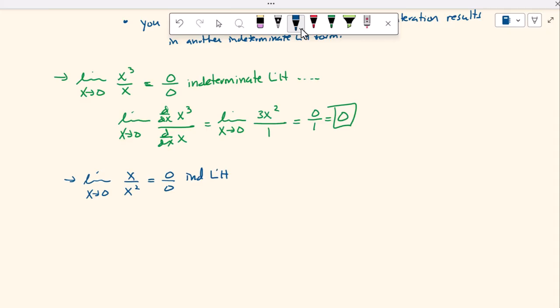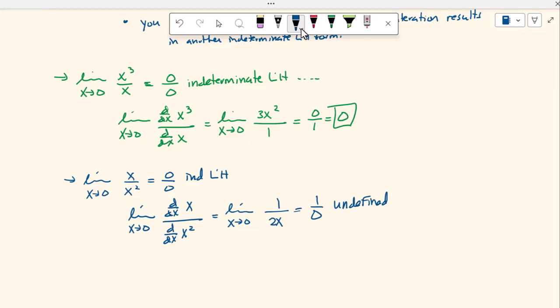So indeterminate L'Hopital's says I can then take the limit as x approaches 0 of the derivative of the numerator over the derivative of the denominator. So the derivative of x is 1, the derivative of x squared is 2x. Now when I plug 0 in, I get 1 over 0. Now that is not indeterminate L'Hopital's. Okay, this is undefined. And remember, the triangle with 3 dots means therefore the limit does not exist.